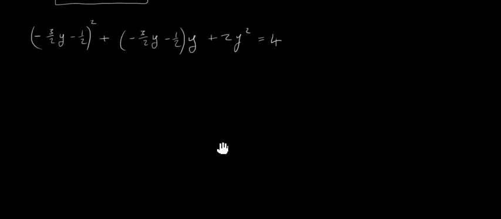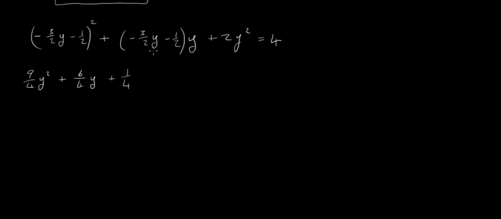So let's do that. Now, you just got to multiply this out carefully. The numbers are a little bit awkward, but you just got to multiply it out carefully. So let's see. To multiply all of this out here, we're going to end up with 9 over 4y squared plus 6 over 4y plus 1/4.